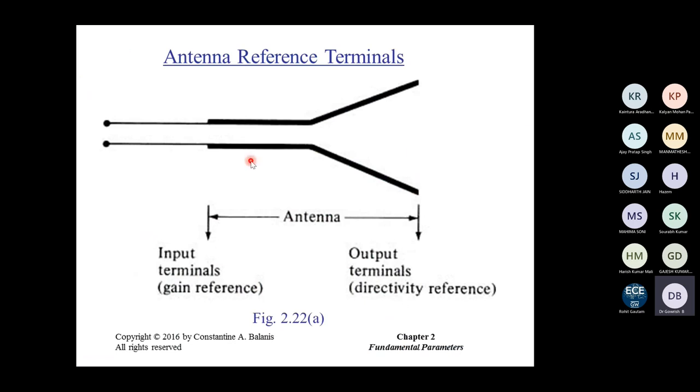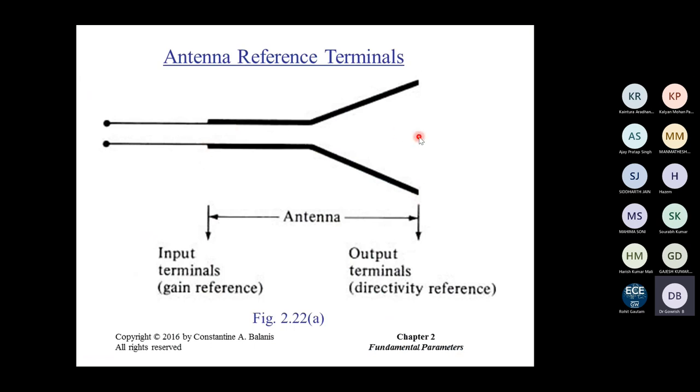Gain says, okay, I am interested in the input terminals of the antenna. I am not interested in the output terminals of the antenna. It's very clear to me what the input terminals of the antenna are in a real application. So can you relate the power radiated, the radiation intensity, to the power that is received at the input terminals of the antenna? That's what the gain says.